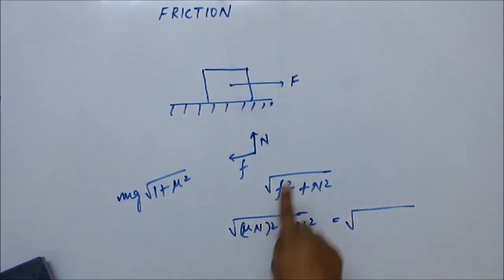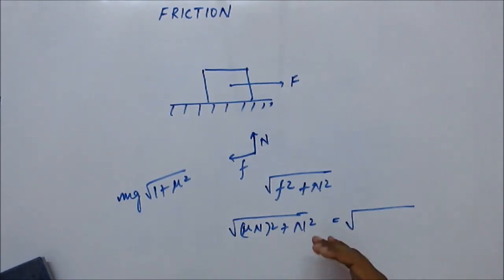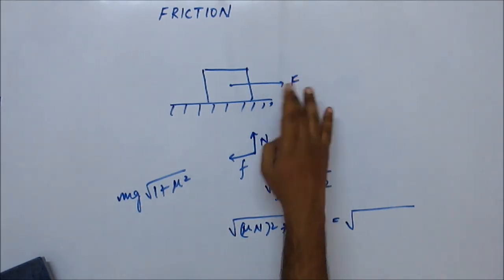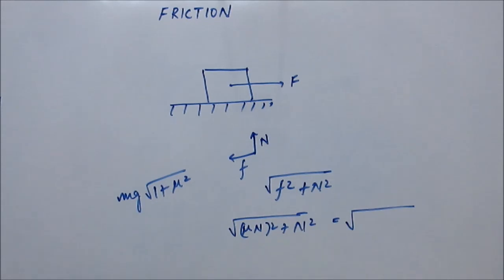Okay, now this was a simple case when the force is horizontal, so that you easily get normal reaction as mg by the balance of vertical forces. But in cases when the force will no more remain horizontal, we'll see later on.